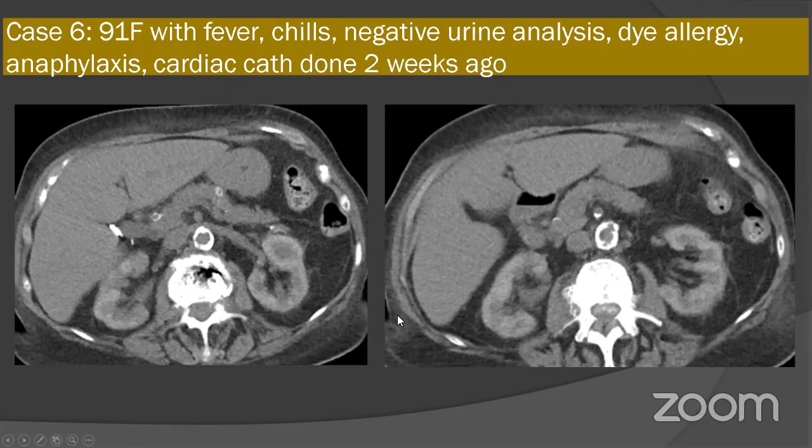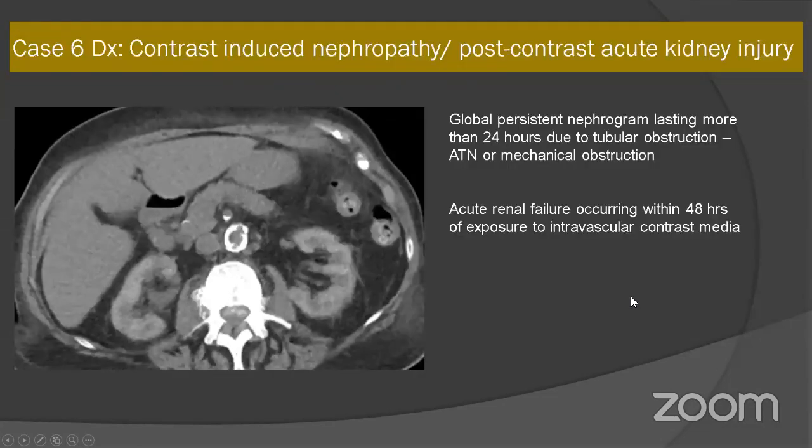Yeah, good. So somebody has mentioned this patient has developed acute renal failure. Yes, that is correct. It is a non-contrast CT, and you're seeing a persistent nephrogram. So there is no contrast that has been administered, and this is a case of post-contrast acute kidney injury, where you're seeing a global persistent nephrogram lasting more than 24 hours due to tubular obstruction of ATN.